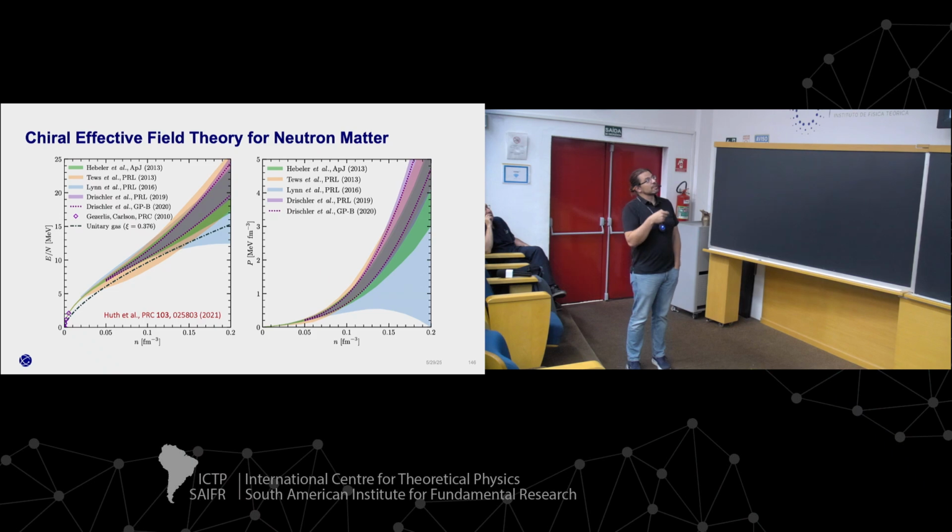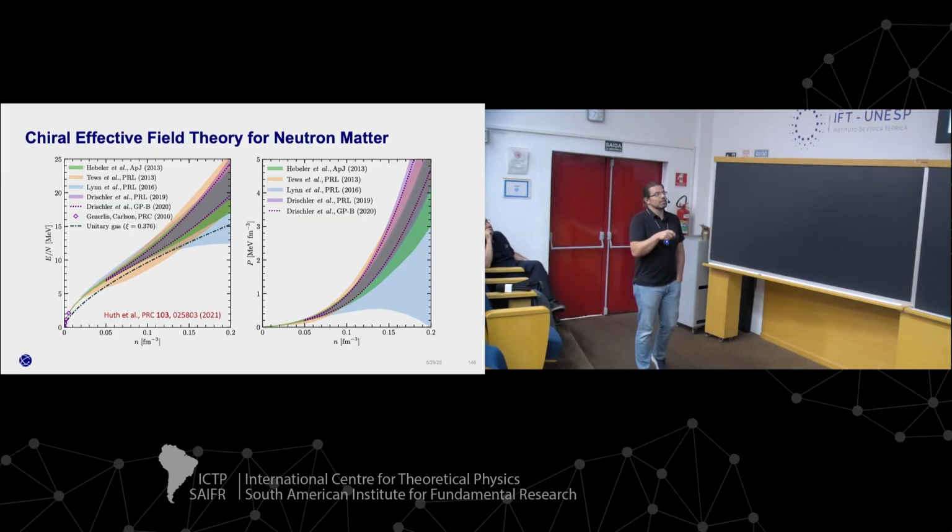And then you can compare this to many other approaches. So this is a plot by someone from Darmstadt, and she collected many different results, as you can see here. On the left-hand side, you see the energy per particle in neutron matter, again, as a function of density. And on the right, you see the pressure coming from these bands as a function of density. So that's the derivative of this.